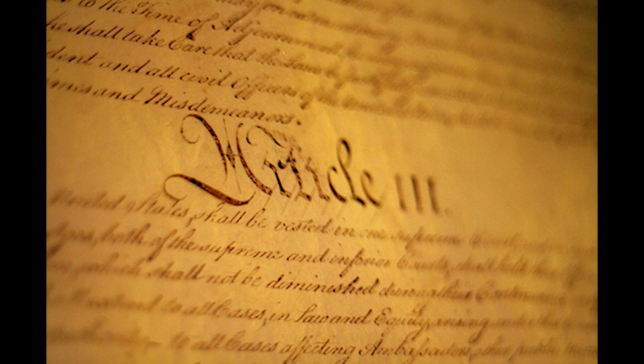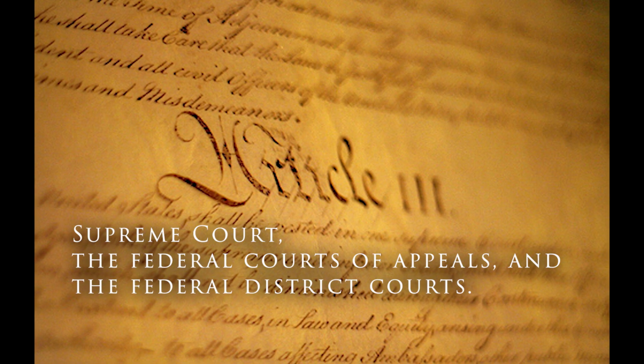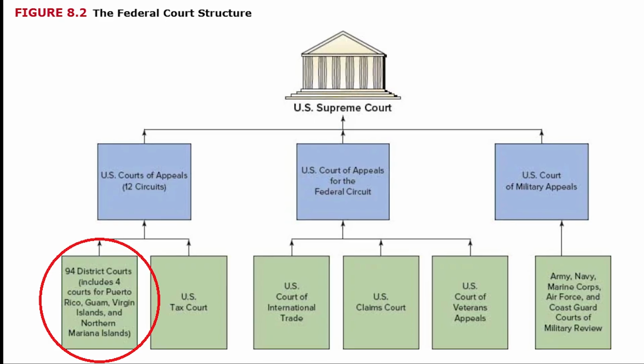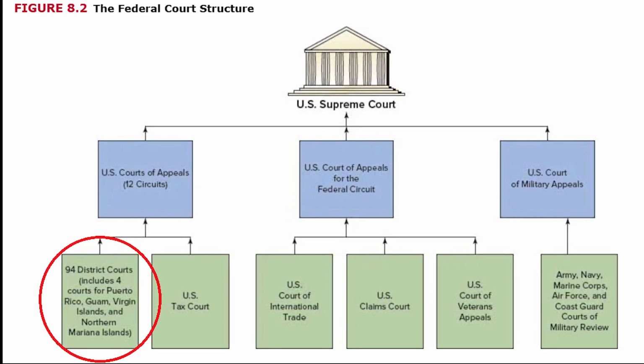The United States has a dual court system, a separate judicial system for each of the states, and a separate federal system. The authority for the federal court system is given in Article 3, Section 1 of the United States Constitution. The federal court system includes the Supreme Court, the federal courts of appeals, and the federal district courts. United States district courts form the base of the federal court structure.